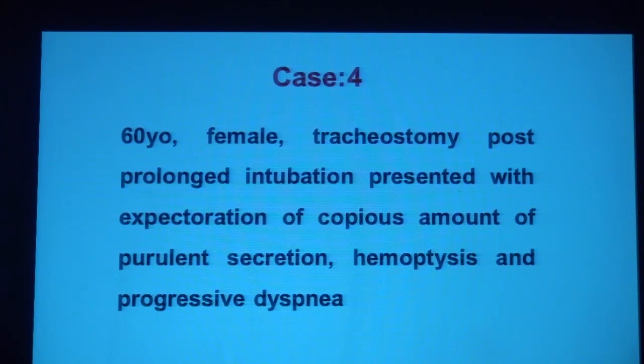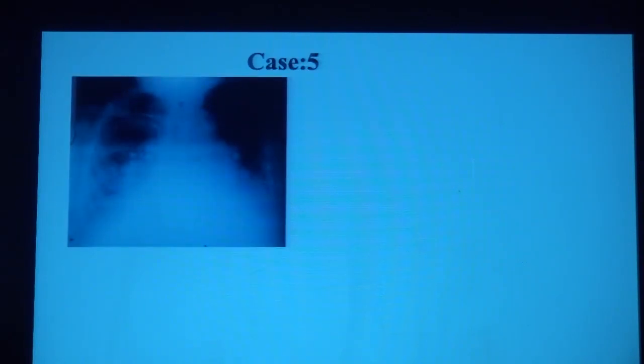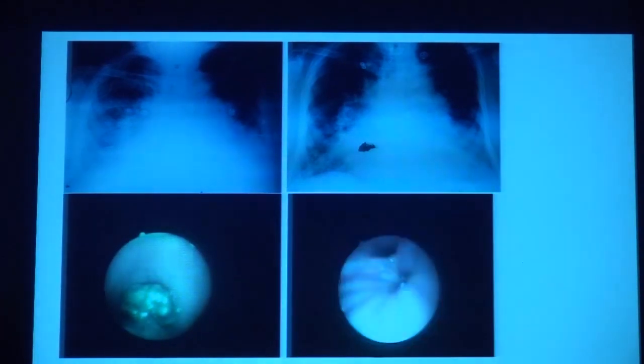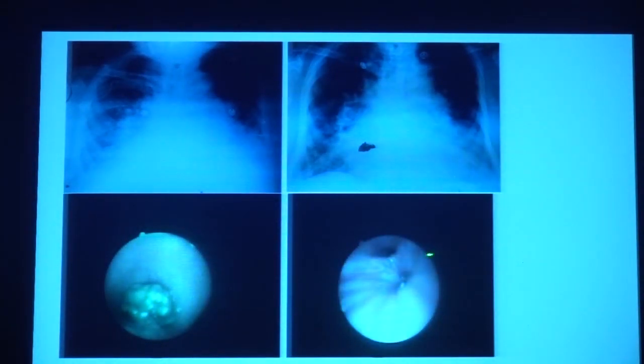60 years old female patient with tracheostomy, post prolonged intubation. The granulation tissue was obstructing the trachea totally, or near total obstruction. This is a tumor before and after cryo and electrocautery.